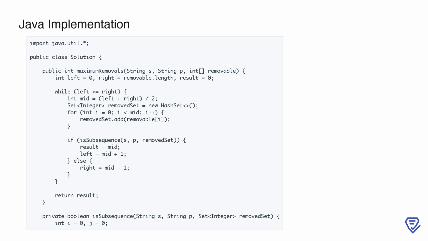Inside the while loop, we calculate the midpoint mid of our binary search range. For each value up to mid, we add the corresponding index from the removable array to a set called removedSet. This set represents the indices of characters that are temporarily considered removed from S. We then check if P is still a subsequence of S with these characters removed by calling the helper method isSubsequence. If it is, we update result to mid and shift the left pointer to explore larger values. Otherwise, we adjust the right pointer to look for smaller values. Finally, we return the result after the binary search completes.